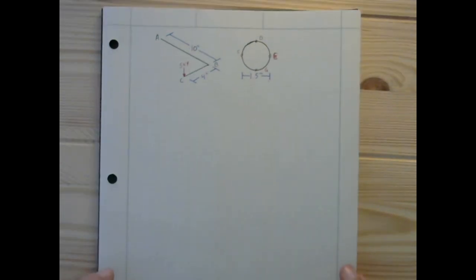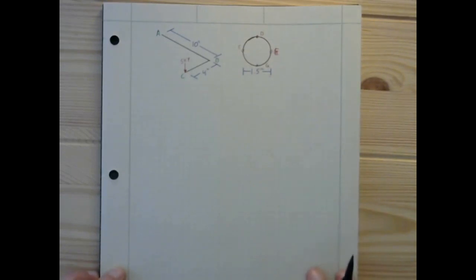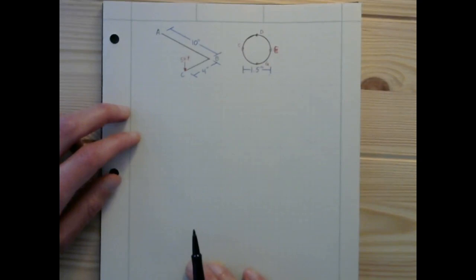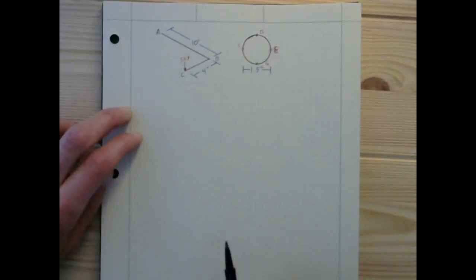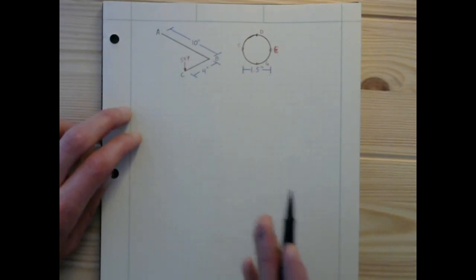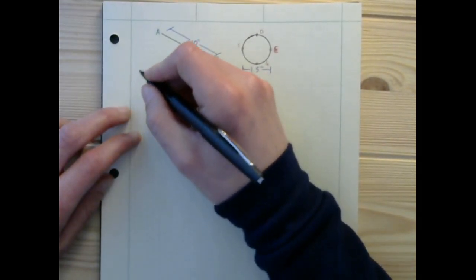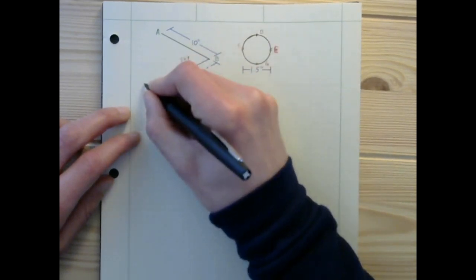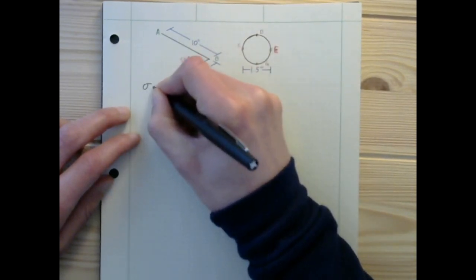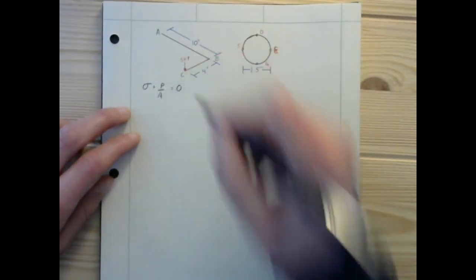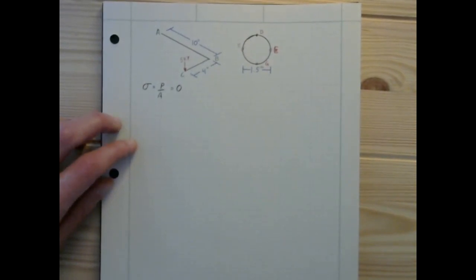Let's consider point D first. So we want to use those four equations that we talked about earlier to deal with the axial load, the bending stresses, the shear stresses due to transverse loading, and the shear stresses due to torsion. So let's do the axial stresses first. So that's going to give us P over A, 0. Cool, very easy in this case.